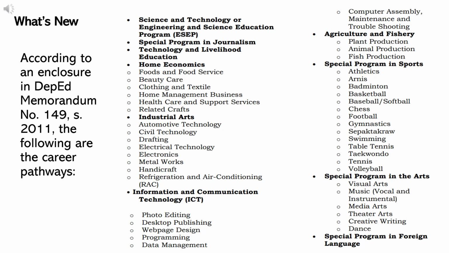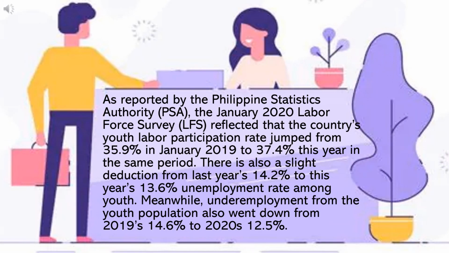There are certain factors that need to be looked into in ensuring that an individual has a bigger percentage in achieving his/her goals over failing to do so. The Education Department provides a wide array of career options in order for the students to avoid career mismatch and eventually unemployment. As reported by the Philippine Statistics Authority, PSA, the January 2020 labor force survey reflected that the country's youth labor participation rate jumped from 35.9% in January 2019 to 37.4% this year in the same period.